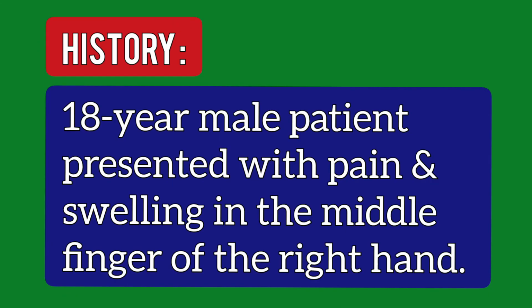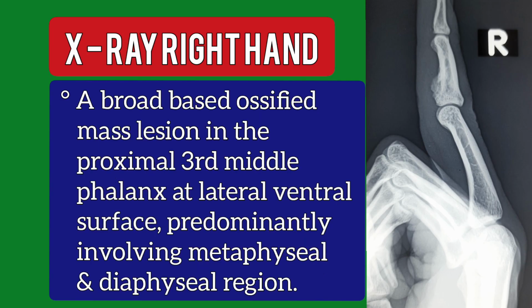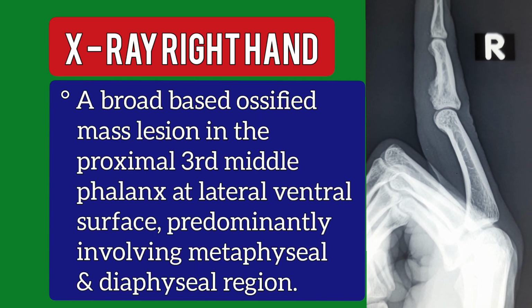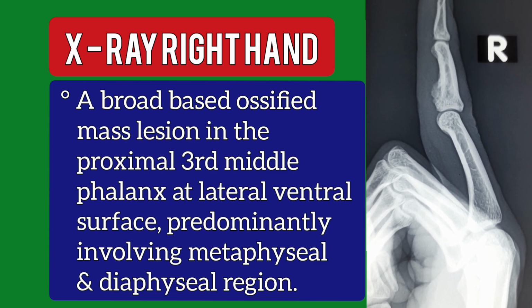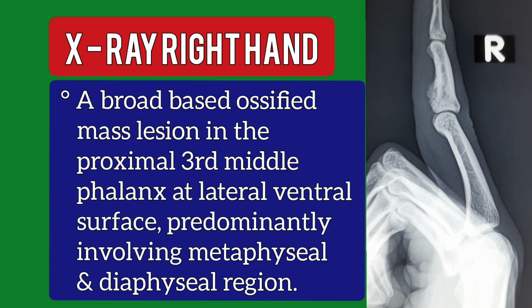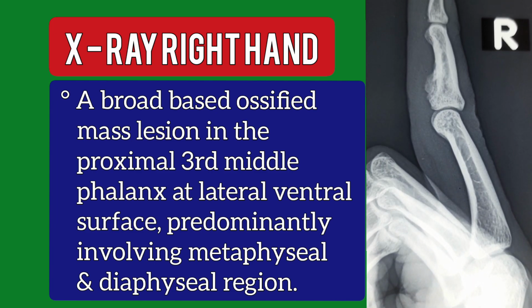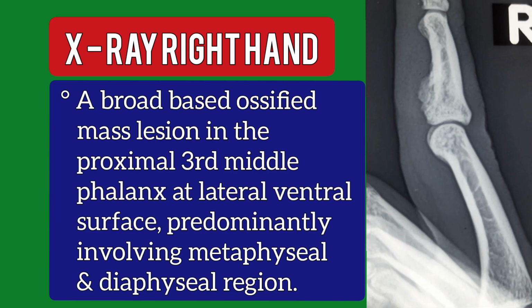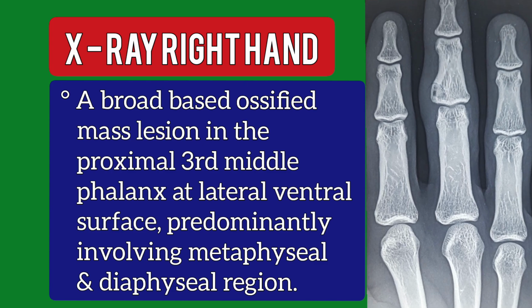An 18-year-old male patient presented with pain and swelling in the middle finger of the right hand. X-ray done. There is a broad-based ossified mass lesion in the proximal third of the middle phalanx at the lateral ventral surface, predominantly involving the metaphyseal and diaphyseal region.